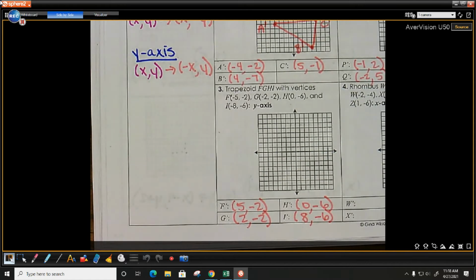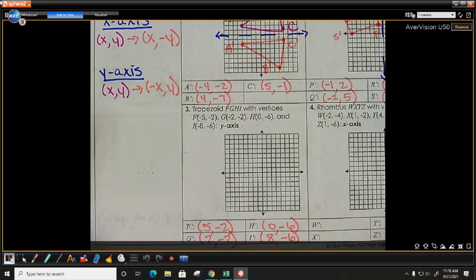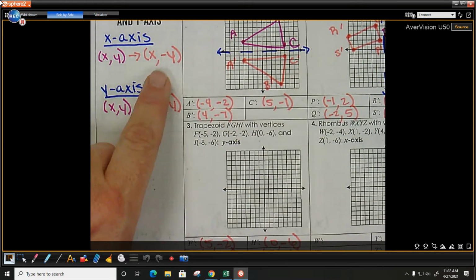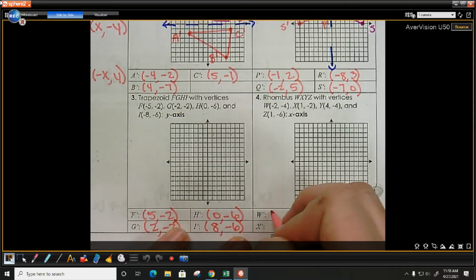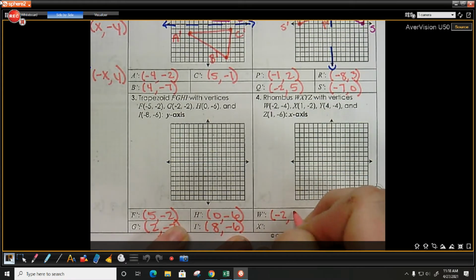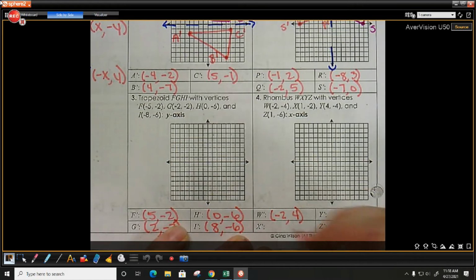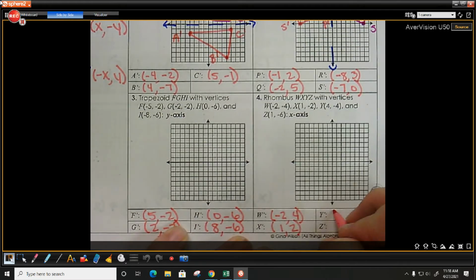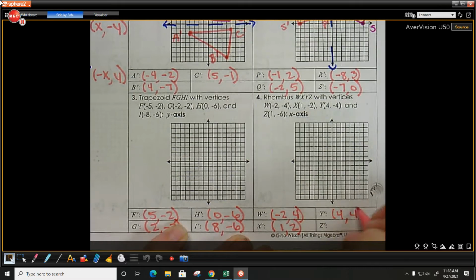Okay. Then when we reflect over the x-axis, just the y sign is changed. So what's my W prime going to be? Negative 2, 4. What's X prime? 1, 2. What's Y prime? 4, 4. And what is Z prime?